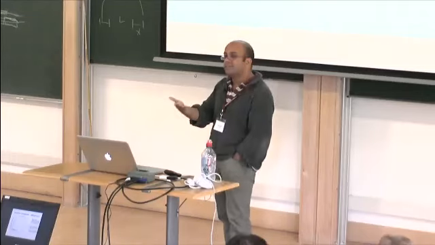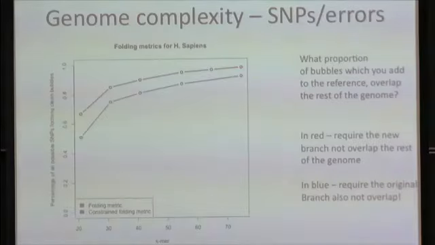And so the proportion of bubbles that don't overlap with the rest of the genome tells me something about the genome complexity. And in fact, it tells me something about single base errors, because a SNP and a single base error in some sense are the same thing.